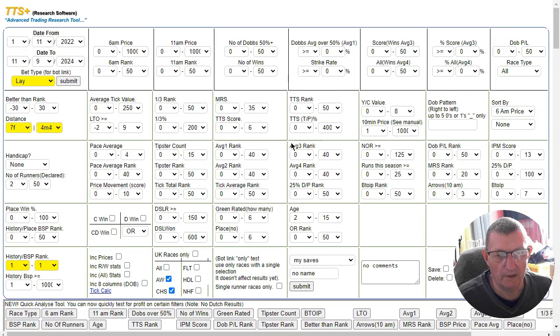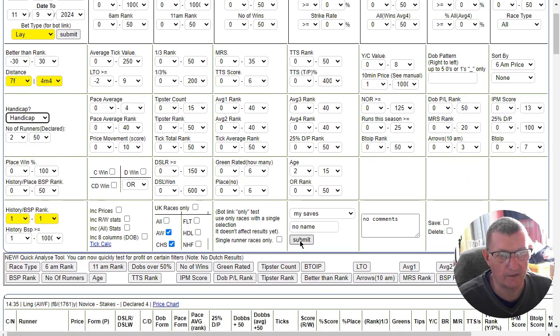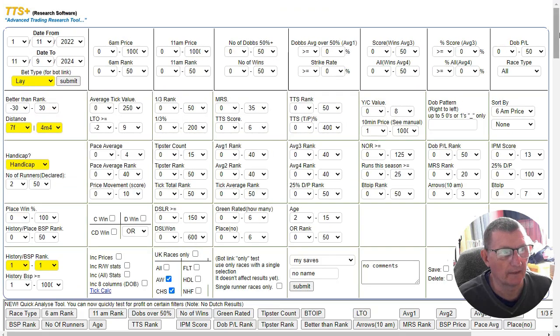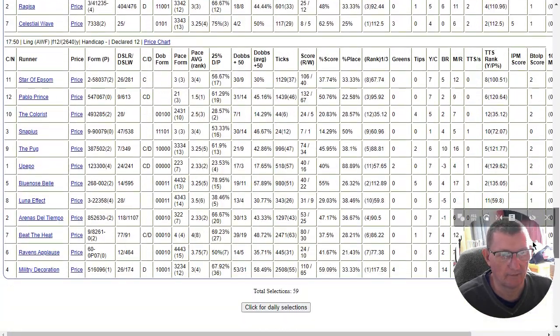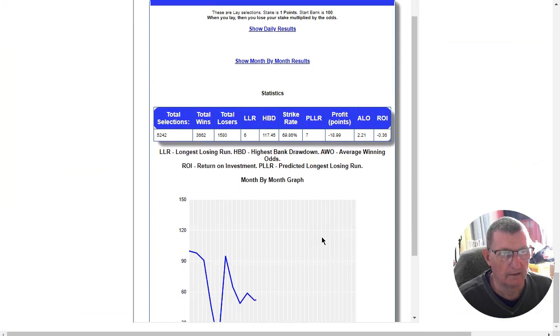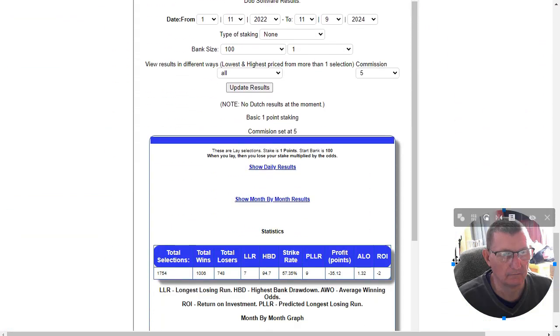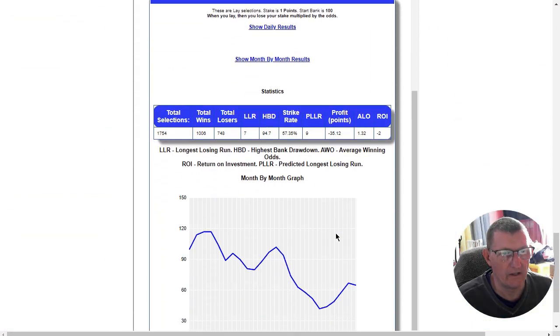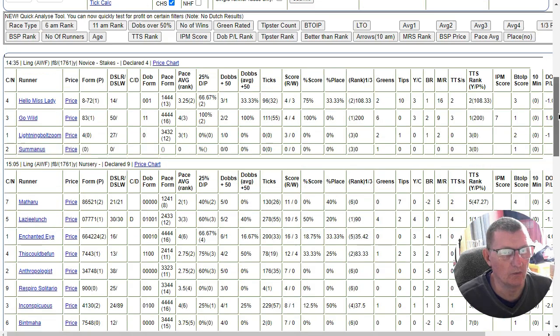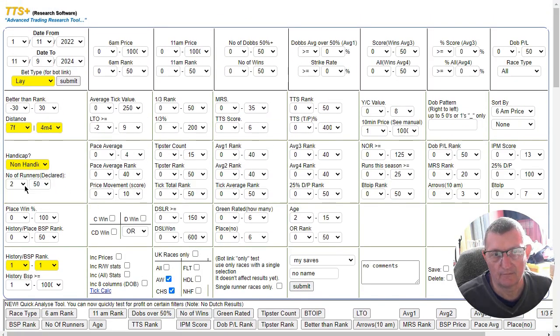So what I want to do is have a look at handicap and non-handicap. So if we submit it again, okay, and we come down, really should go back a day. So handicap, we're down to minus 18.99. So non-handicap, 35 and 57% strike rate. Ooh. So we're going to go handicap. Okay, submit that.